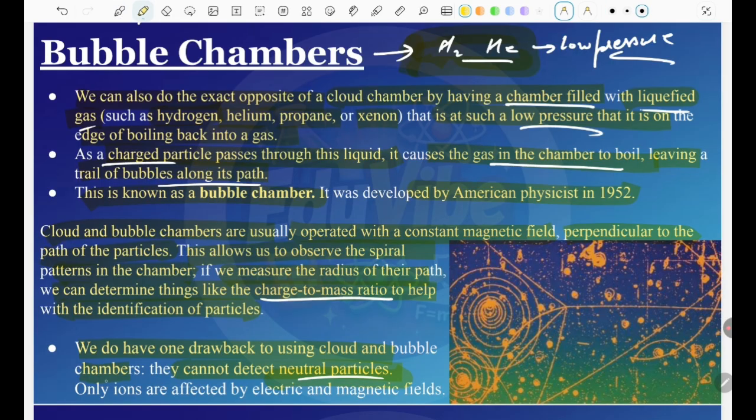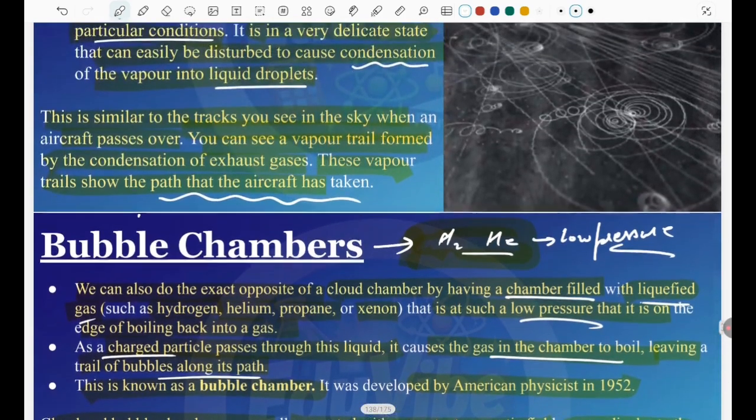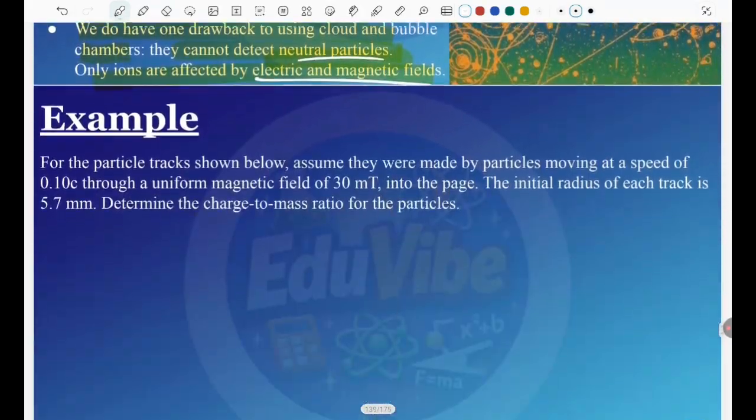Only ions are affected by the electric and the magnetic fields. Either they have a positive charge or a negative charge. They are only affected by the electric and the magnetic fields. So this is the drawback: they cannot detect the neutral particles. So these are the two chambers, and we have to know about these chambers because these are important things.